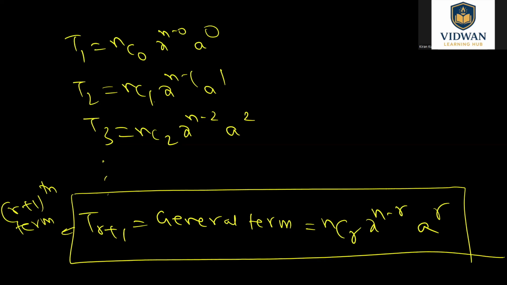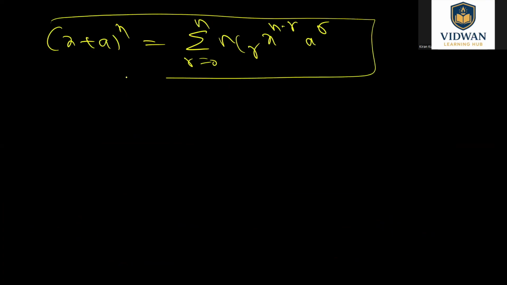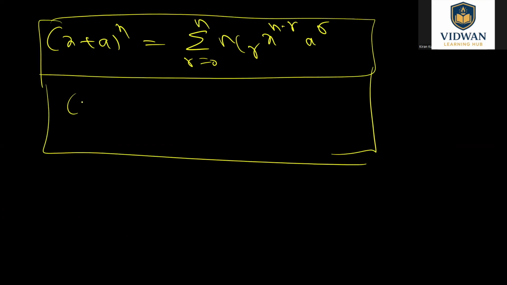And instead of writing all the terms, because all the terms are going to follow this pattern, like for r equal to 0, it is the first term, for r equal to 1, it is the second term, and so on. So instead of writing such a big expansion, we can write it in short form. The expansion in short form can be written as sigma of the general term, sigma of nCr x power n minus r, a power r, where r equals 0 to n. Whenever you want to write short form notation, we can always write like this. In particular, suppose a becomes 1, it is (x plus 1) whole power n equal to sigma r equal to 0 to n, nCr x power n minus r.